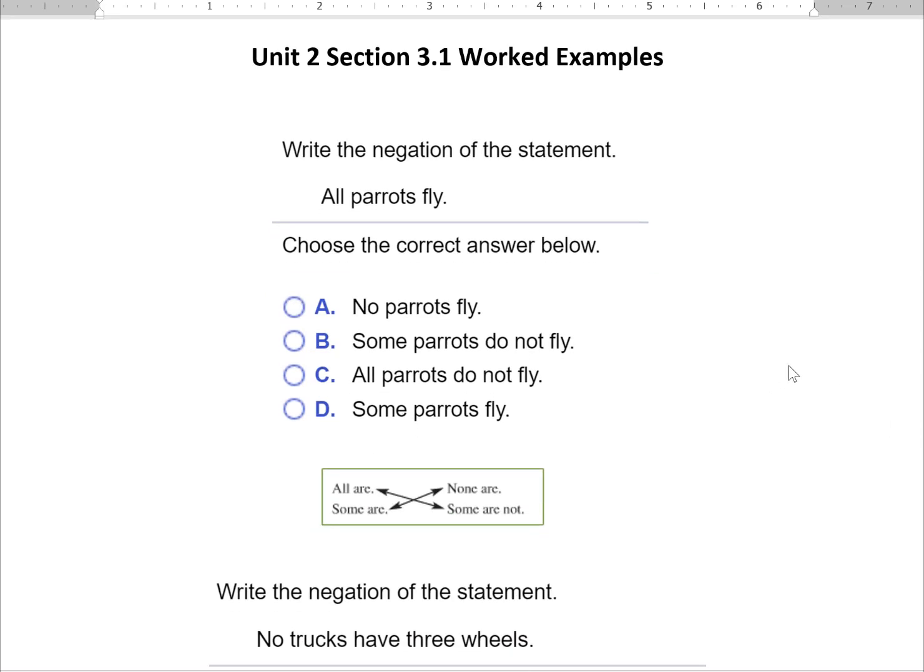In the handout for Section 3.1, there is a little graphic that shows you how to connect these quantified negations. So when you have an all are statement, the negation of that is going to go to, as we can see here, some are not. And so when we look here, we're saying all parrots can fly, so the negation of this would be some parrots do not fly, which is choice B.